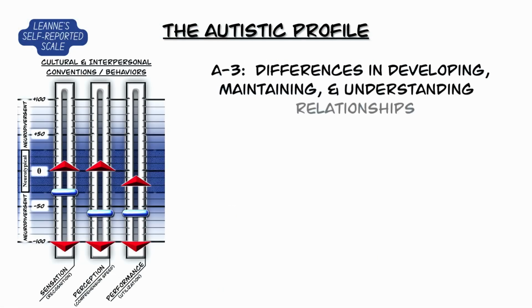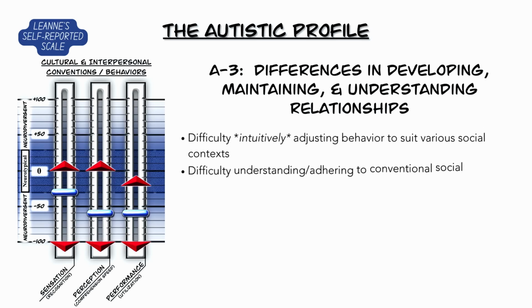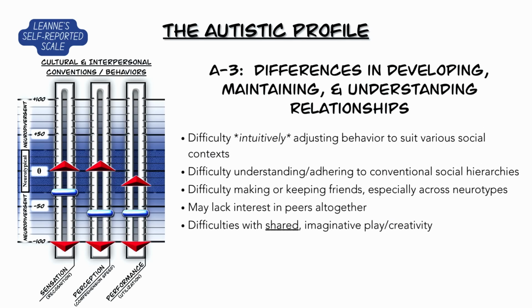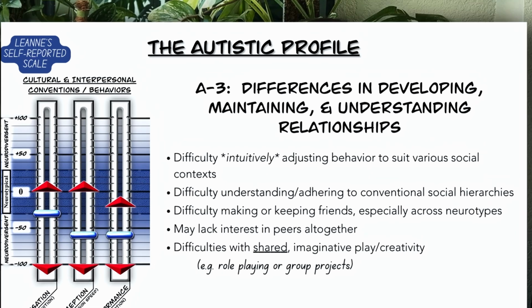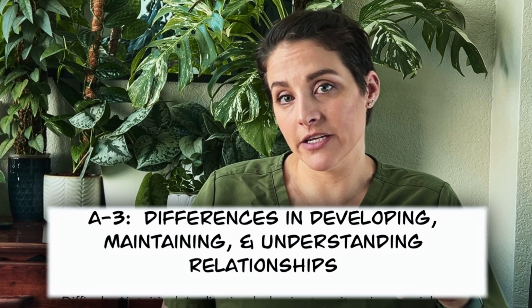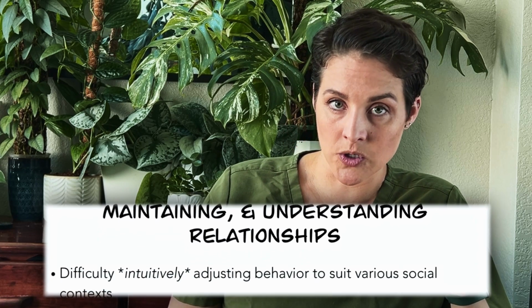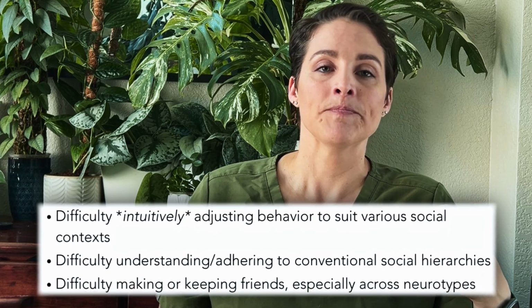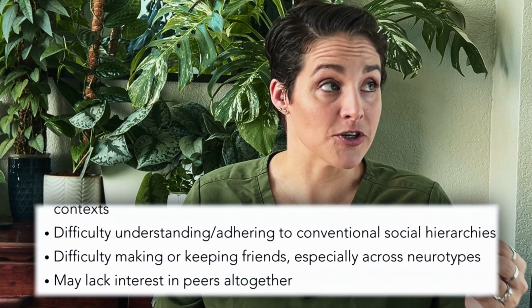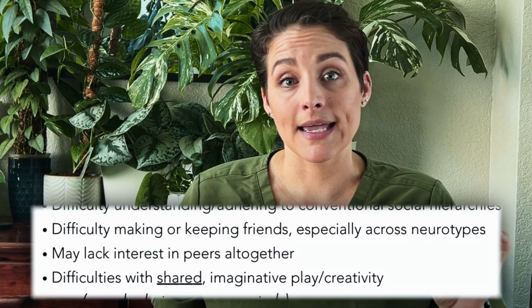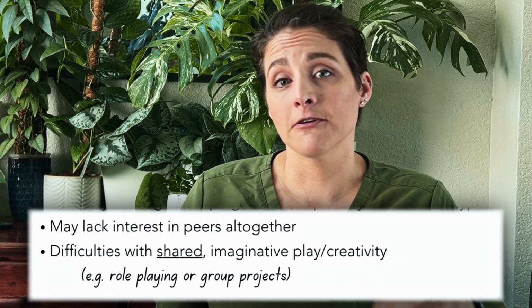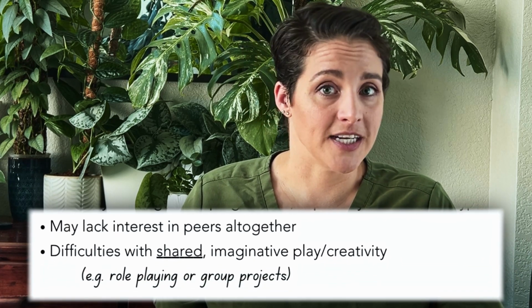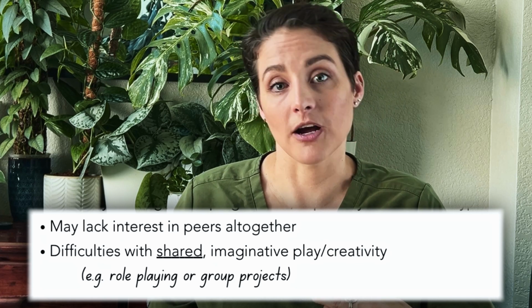And finally, we have A3, which deals with the autistic person's differences in developing, maintaining, and understanding relationships, or as I have it listed here on the left, cultural and interpersonal conventions and behaviors. Examples include difficulty intuitively adjusting behavior to suit various social contexts, difficulty understanding or adhering to conventional social hierarchies, difficulty making or keeping friends, especially across neurotypes, may lack interest in peers altogether, and difficulties with shared imaginative play or creativity, for example, role-playing or group projects.